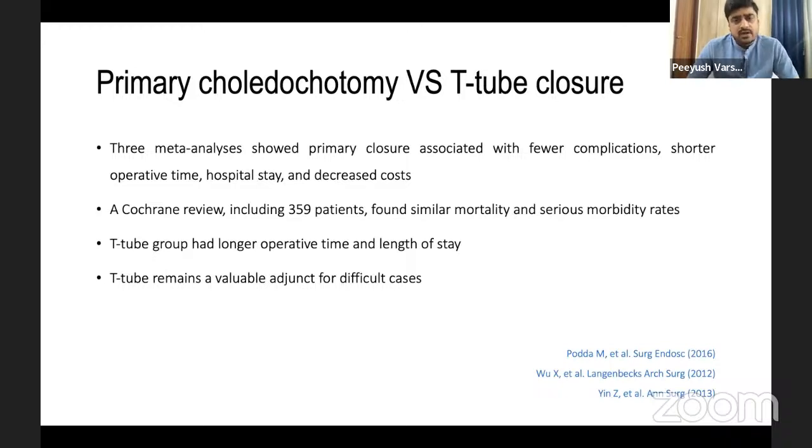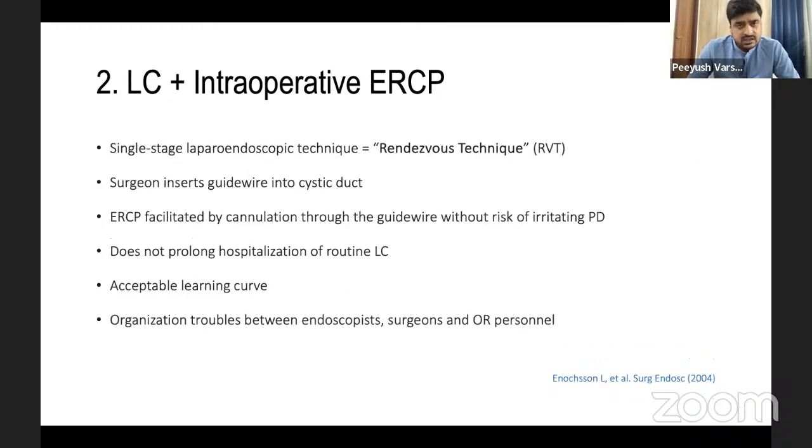T-tube has a longer operative time and length of stay and also requires longer follow-up. It is usually reserved for some difficult cases in which there is a doubt of CBD narrowing or difficult closure of the CBD. Second is the intraoperative ERCP with laparoscopic cholecystectomy.